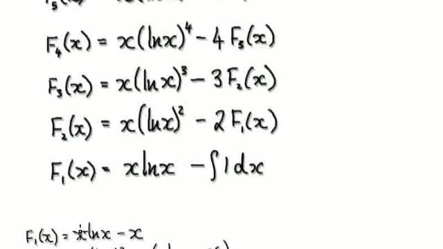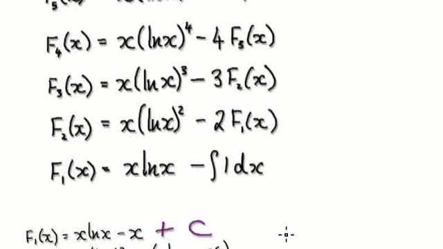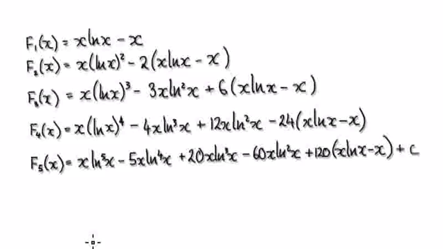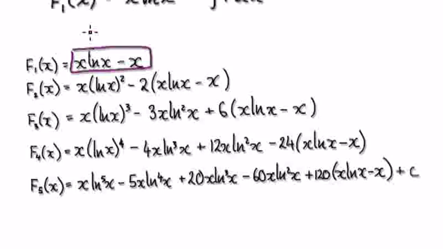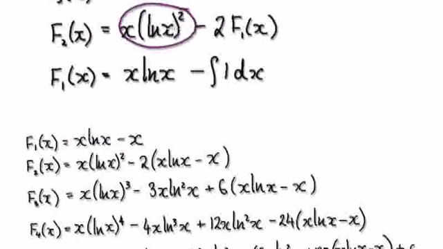f of 1 is given by this. Okay, because if you integrate this, it will give you x plus c, but we're gonna leave the c right to the end. So forget about the constant for the time being. So f of 1 is given by this. Now that we know f of 1, we can work out f of 2, because if you look at this here, f of 2 is given by this thing.